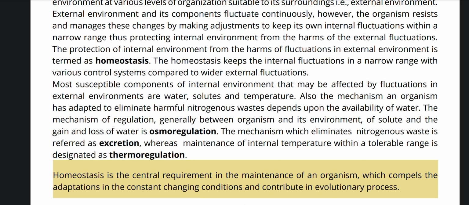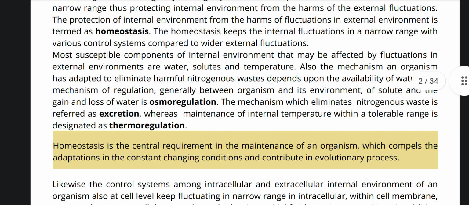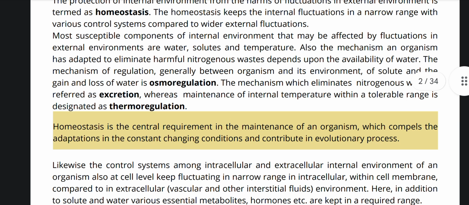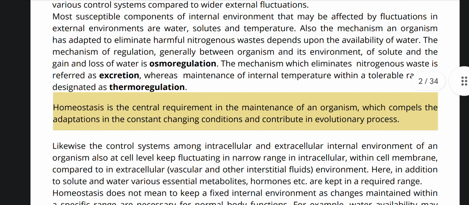The protection of the internal environment from the harms of the fluctuations in the external environment is termed homeostasis. Homeostasis keeps the internal fluctuations in a narrow range with various control systems, compared to wider external fluctuations. The most susceptible components of the internal environment that may be affected by fluctuations in the external environment are water, solutes, and temperature. Also, the organism has adapted mechanisms to eliminate harmful nitrogenous wastes depending upon the availability of water.